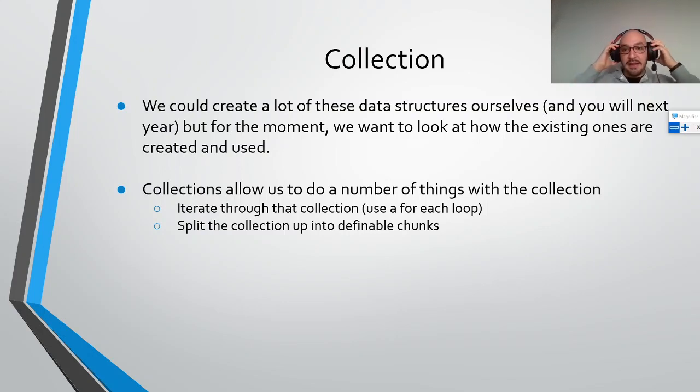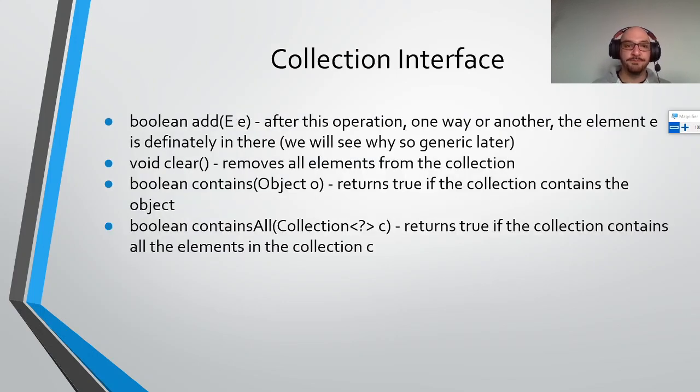One of the things that a collection allows me to do is iterate through the collection, so go over each one of the elements inside it. It also allows me to split the collection if I need smaller chunks. There are a couple of functionalities that collections have that other structures don't. For example, arrays wouldn't allow me to change the size of the collection. Those are some of the things that collections do.